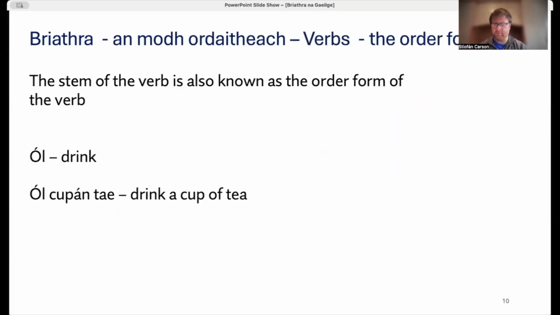Now, briathra, verbs. We've something called the modh ordaitheach, the order form of the verb. And the stem, or the most simple form of the verb, we would say in English, drink or eat or go or come or buy, also functions as the order form. So ól, drink, as if you're speaking directly to someone. Ól cupán tae, drink a cup of tea.